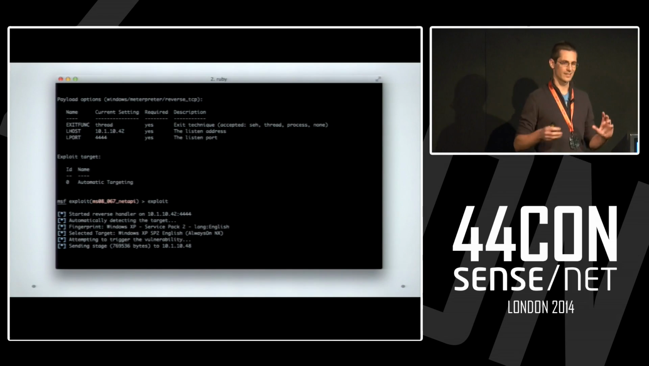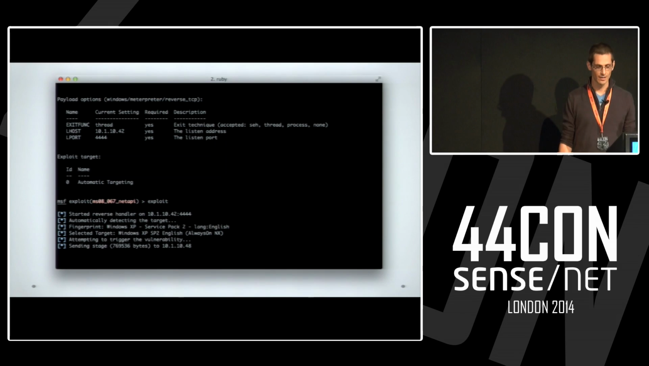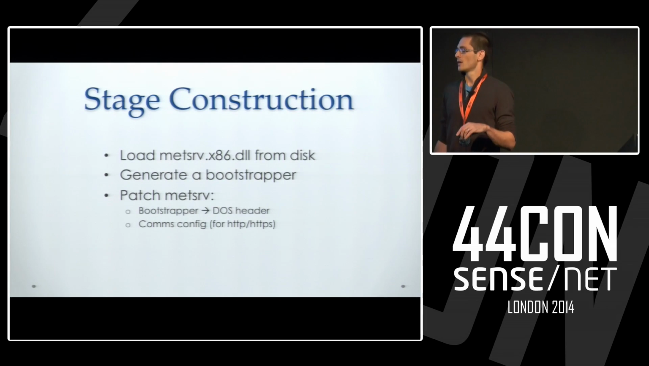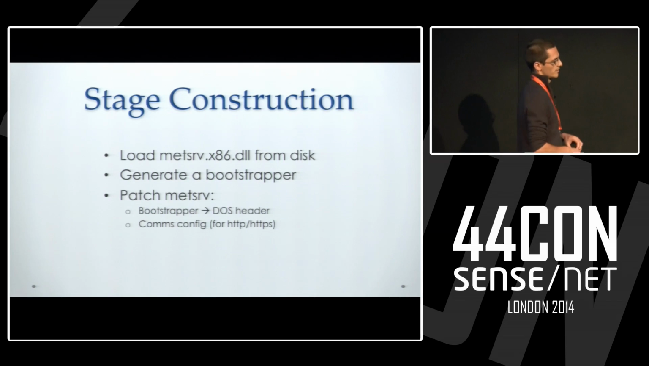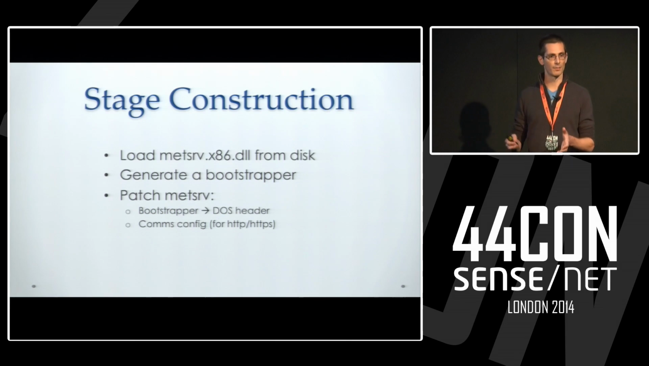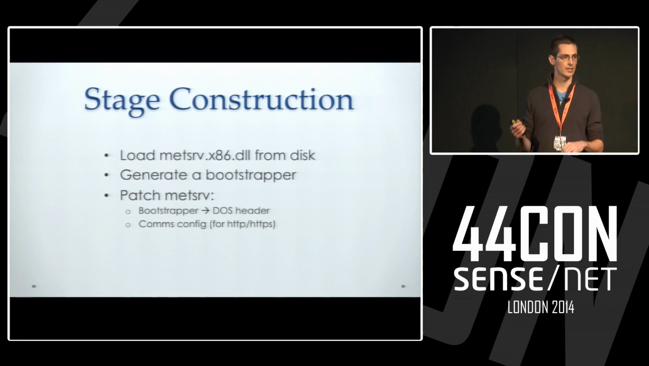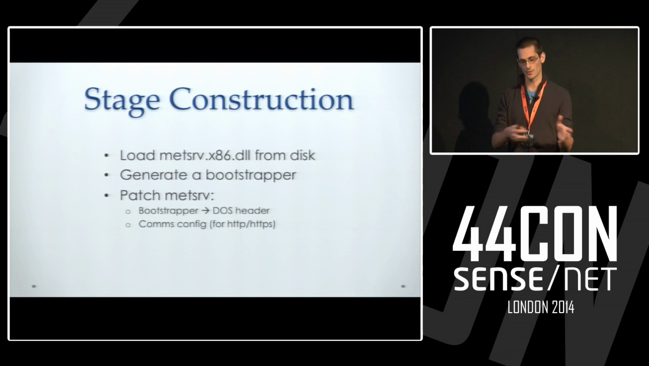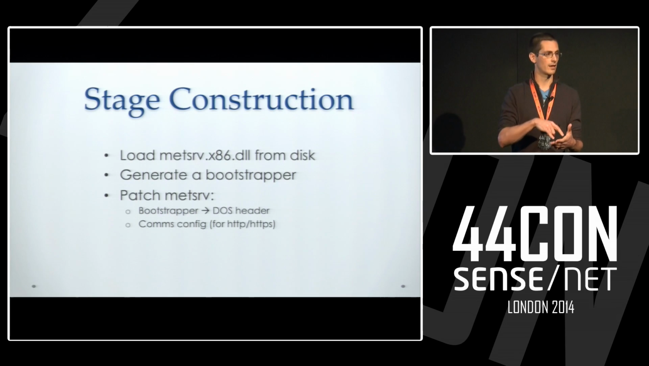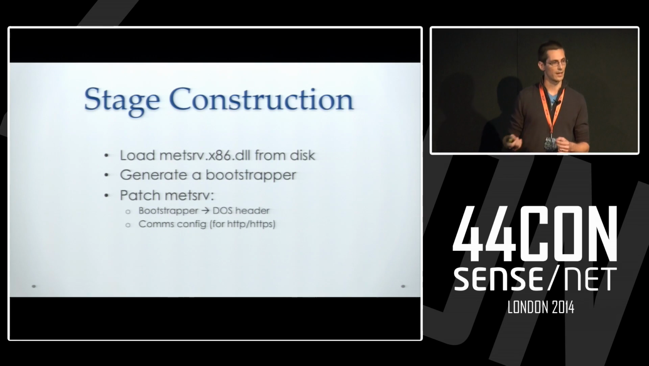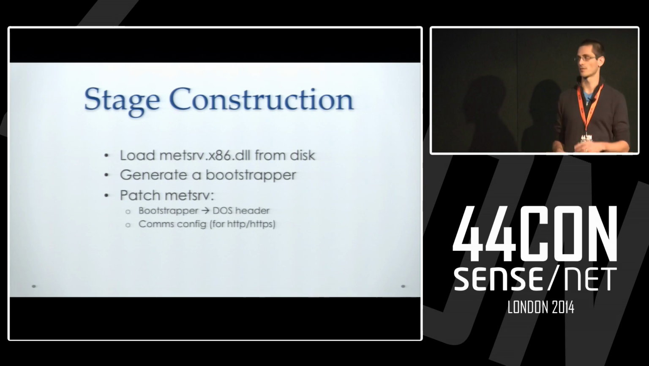Now, there are a number of stages involved in this process, but again, I want you to know what that stage is and what it's made up of. So again, I'm going to go deeper. The first stage after shellcode consists of a DLL called metserv. Metserv is the first thing that we send up. It's minimalistic, and the goal is to establish secure communication so that we can do more. What Metasploit does is take a copy of that off disk, generate a little bootstrapper, overwrite part of the DOS header with that bootstrapper, and then send it up, amongst a bunch of other things. It sends it up to the target, and the target executes it.